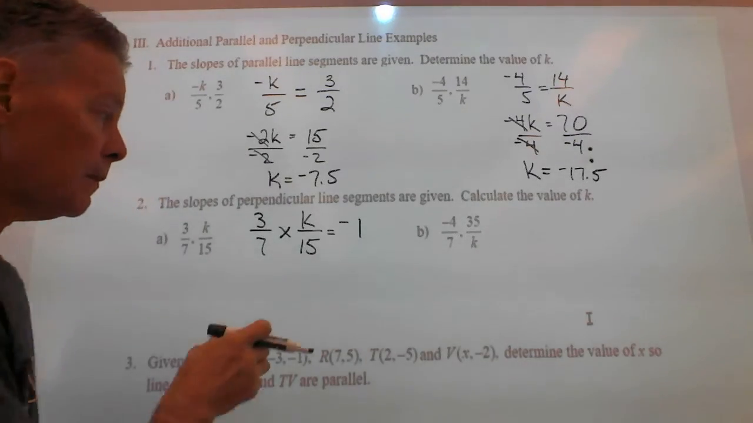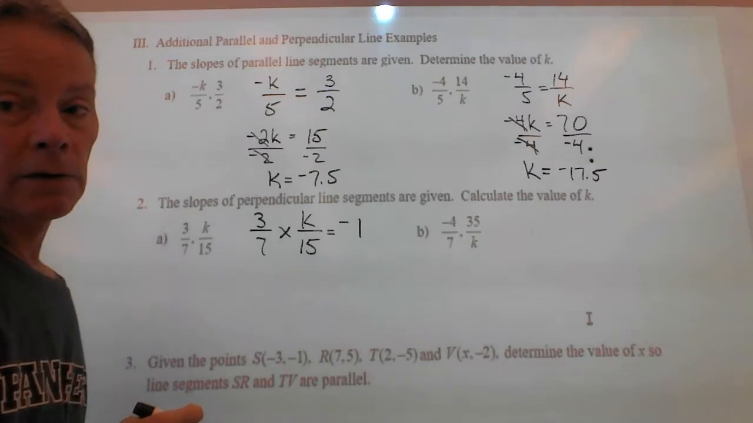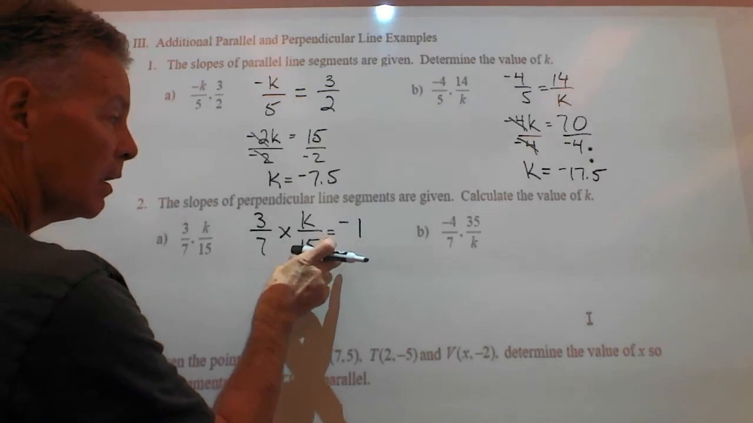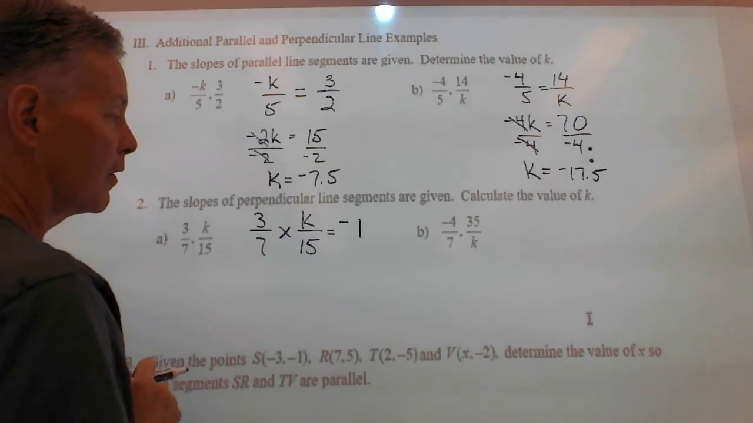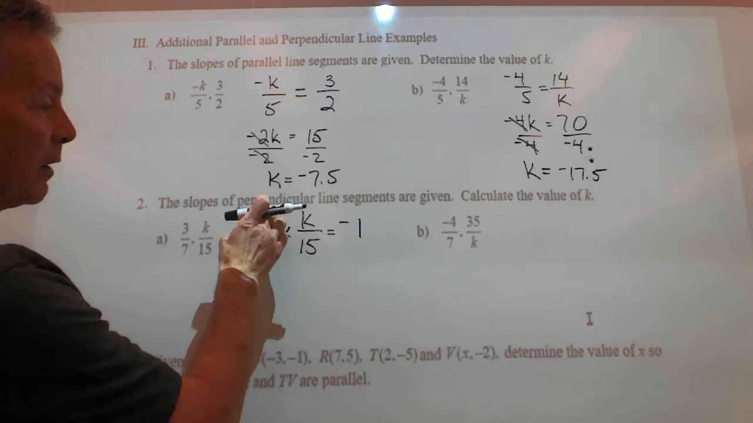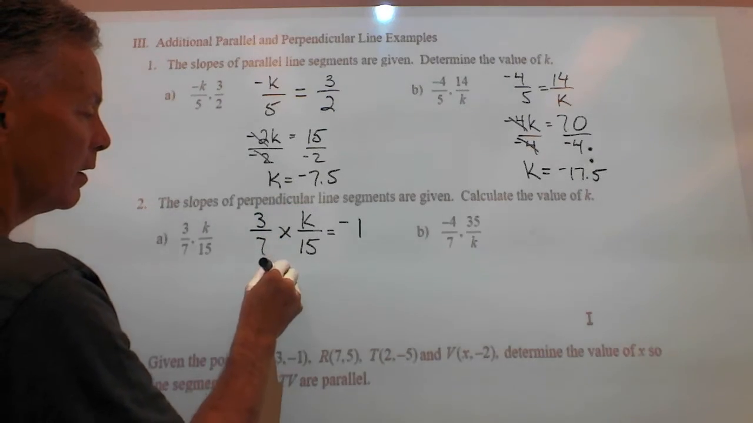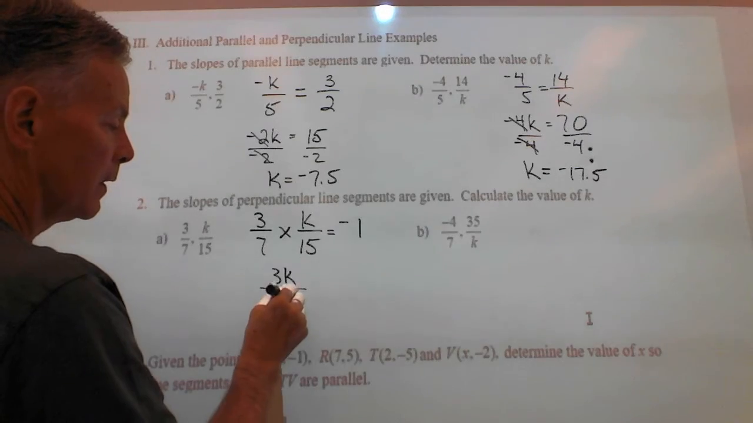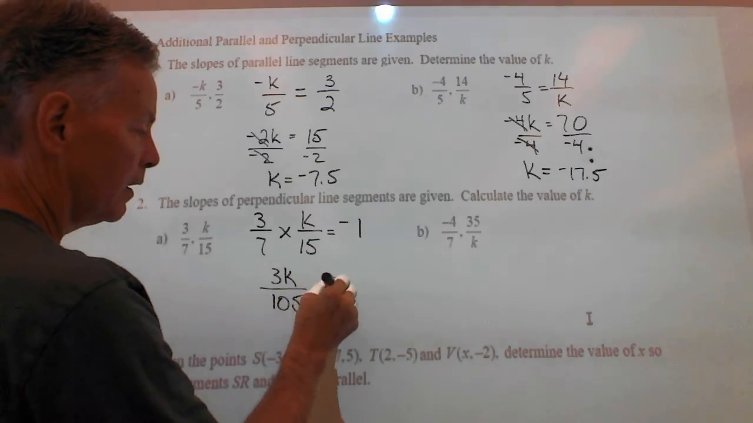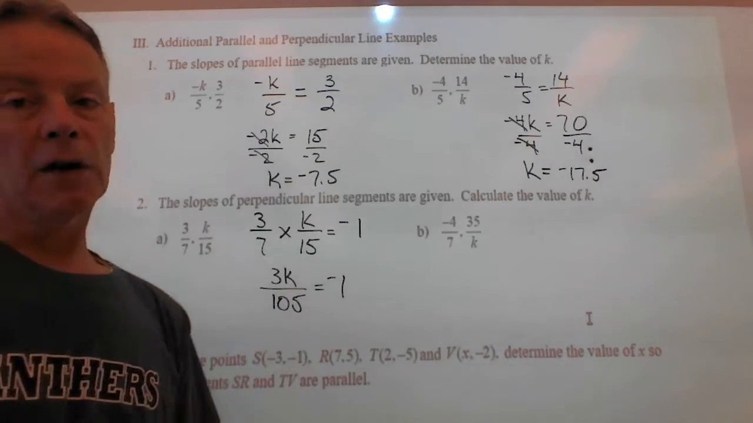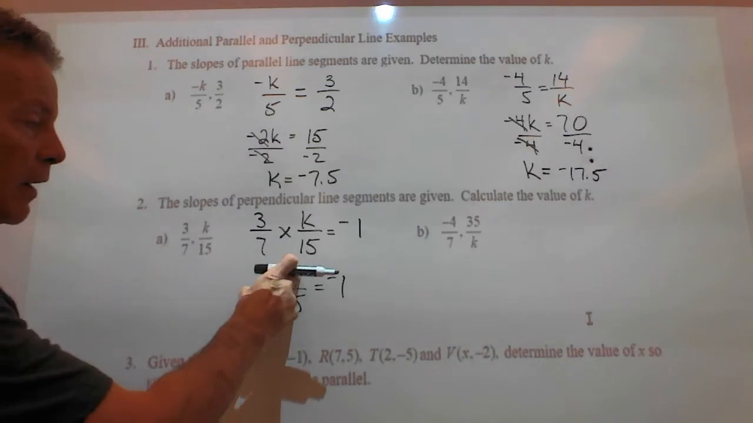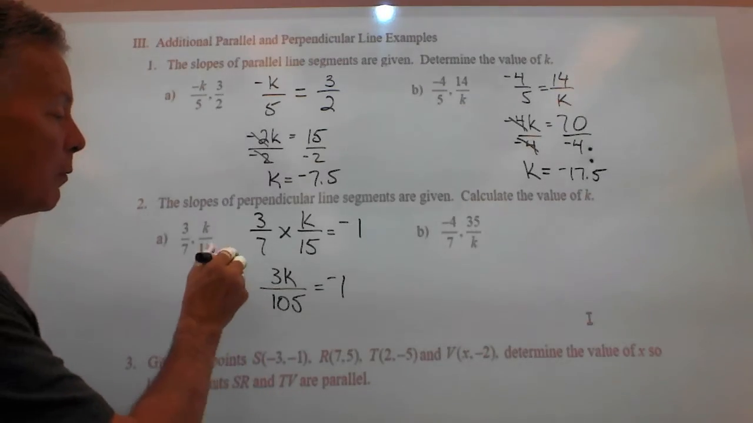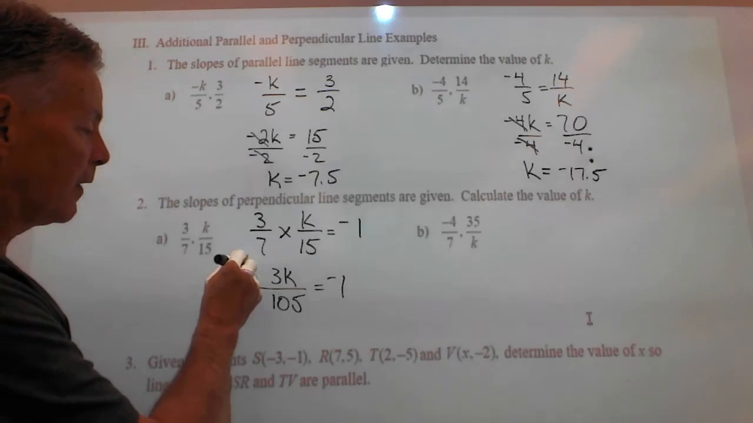So, we can use that to isolate our variable. So, simplify the left side. 3 times k is 3k. 7 times 15 is 105 equals negative 1. Now it looks a lot simpler, right? We want to isolate k. Let's get rid of this denominator first. So, we'll multiply both sides by 105.